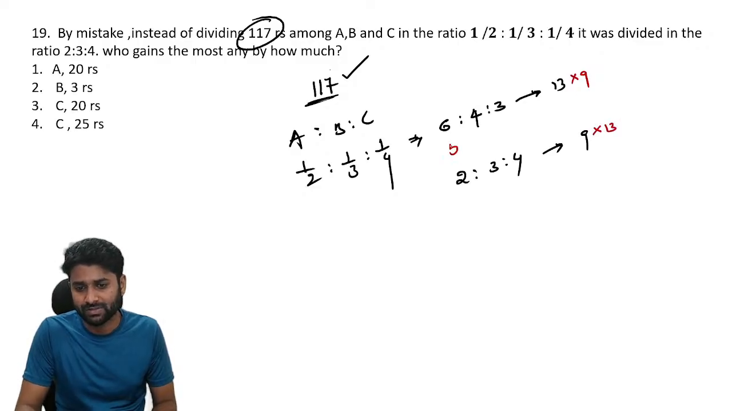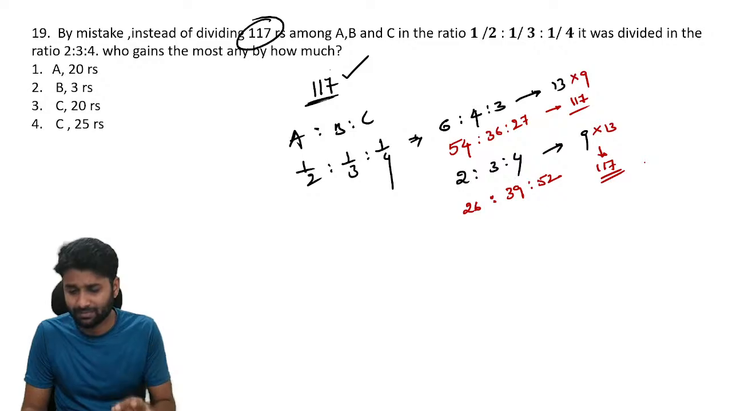Now 9 into 6 is 54. 9 into 4 is 36. 9 into 3 is 27. If you go through the sum, then it becomes 170. 13 into 2 is 26. 13 into 3 is 39. 13 into 4 is 4 into 10, 4 into 3, 52. Again the sum becomes 170. If you observe that, the sum value is always the same, guys.